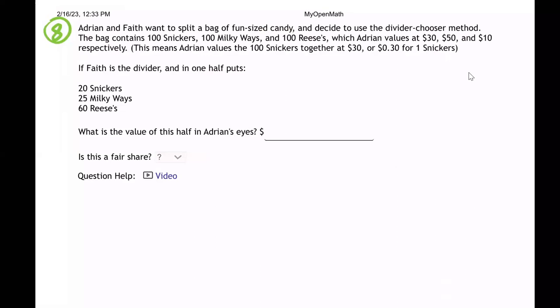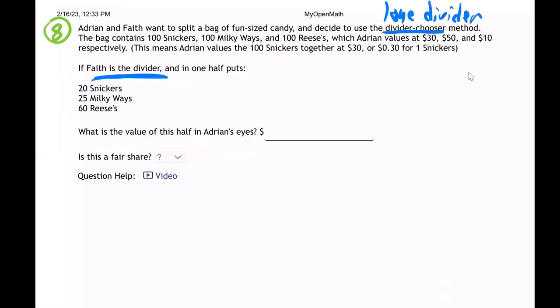It's getting kind of complex all of a sudden, huh? So, okay, let's think this out. You can tell math gets involved here. Basically, Faith is the divider. It's called the divider chooser or lone divider, same thing. Those are just two names for the same thing.